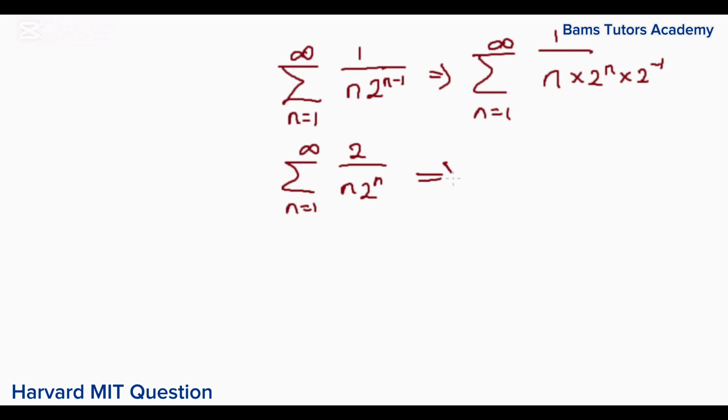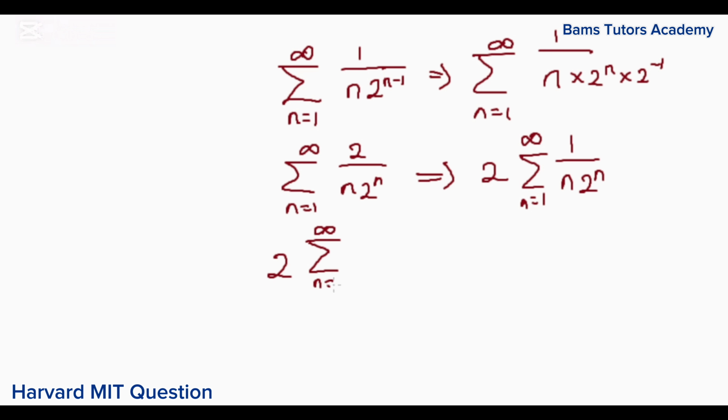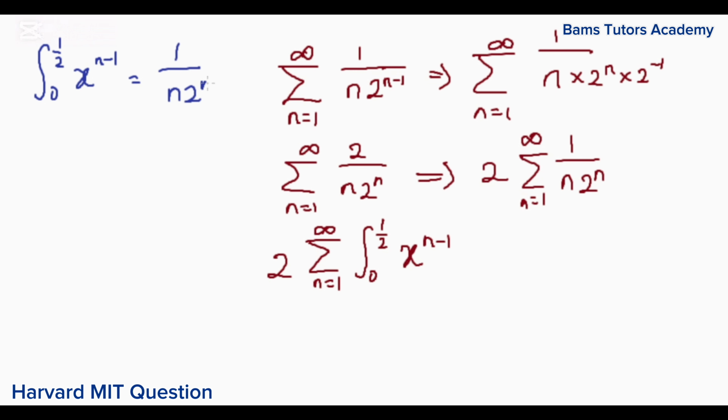Good. So now this becomes 2 times the summation of 1 over n to the power of n. So this is where it gets interesting. This is infinity, n starting from 1. It will be good to say 2 is the same thing as n starting from 1 to infinity of the integral from 0 to 1 over 2 of x to the power of n minus 1. You see that what we need to just show is that the integral from 0 to 1 over 2 of x to the power of n minus 1 is going to be 1 over n times 2 raised to the power n. How true is that?